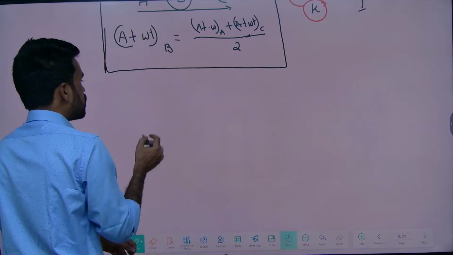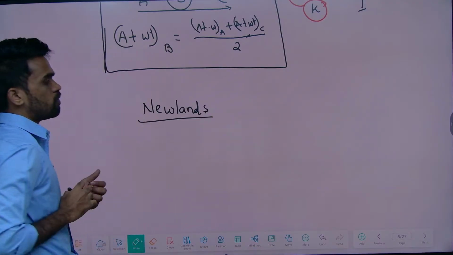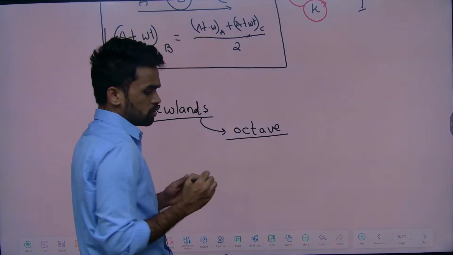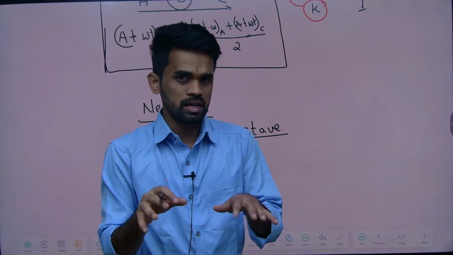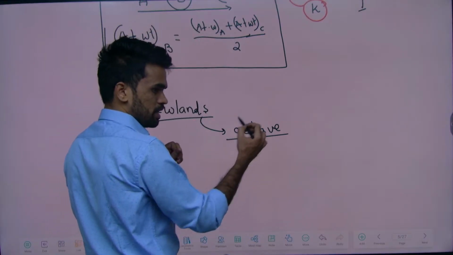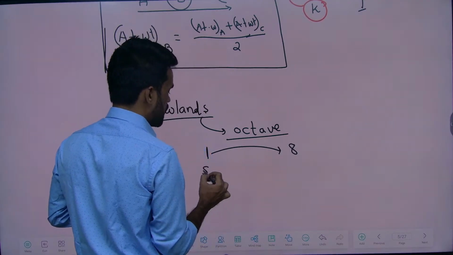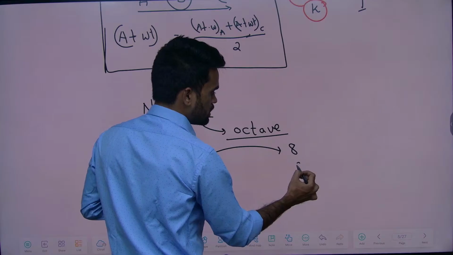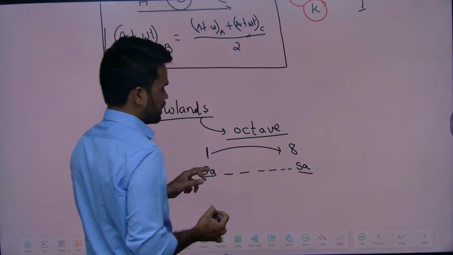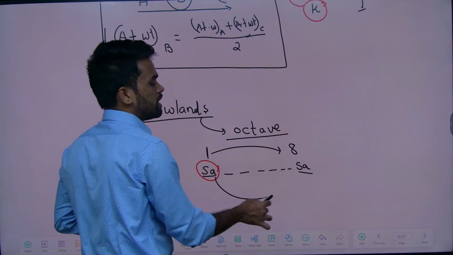The next one is Newlands' law of octaves. What is that? Octave, as we know from musical notes, means 8 notes. The 8 musical notes are something like sa re ga ma pa da ni, and again sa. The first note is repeated at the 8th, so sa re ga ma pa da ni sa. Every first note repeats at the 8th.